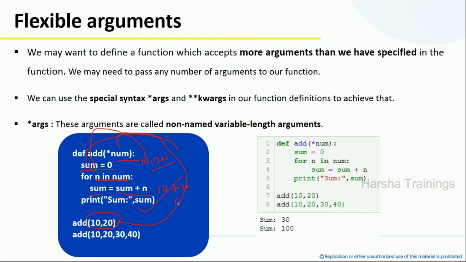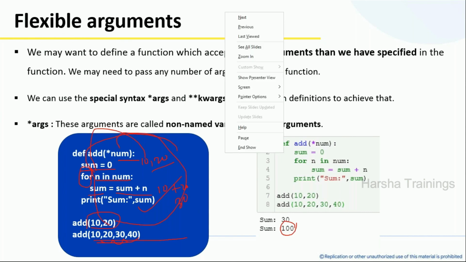Print sum as 30. Now, if I pass 4 arguments, the for loop will execute 4 times for each and every argument. 10 plus 20, 20 plus 30, 30 plus 40 will be done. It will be 100. Okay, got it?